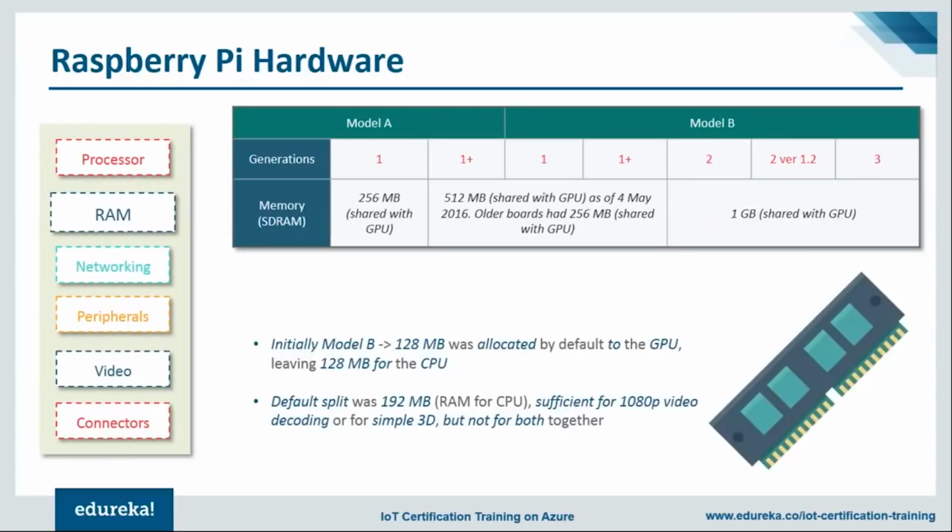Now when you come to the memory, the first model of Raspberry Pi came with 256 MB RAM, which was shared by the GPU. But today with Raspberry Pi version 2 and 3, you have 4 times that. You have about 1 GB of RAM, which again is shared by the GPU as well. The default split was at 192 MB RAM for the CPU, which was more than enough to play a full HD, that is a 1080p video, or perform simple 3D operations, but again not too complicated operations as well.